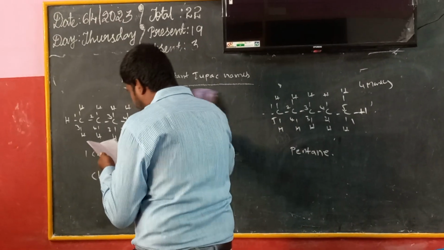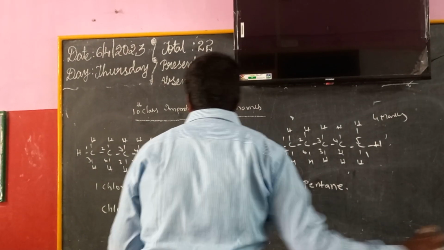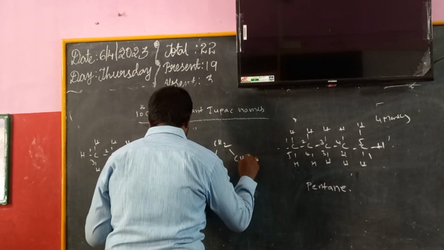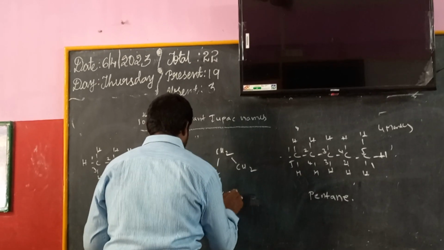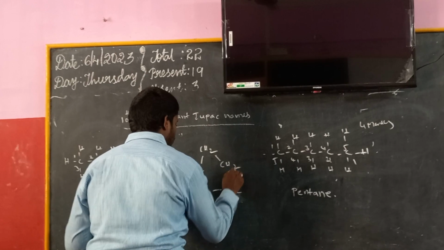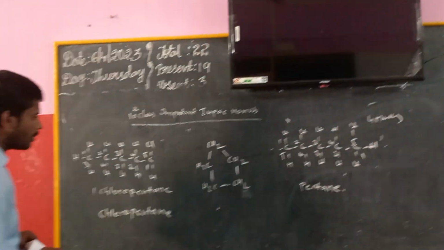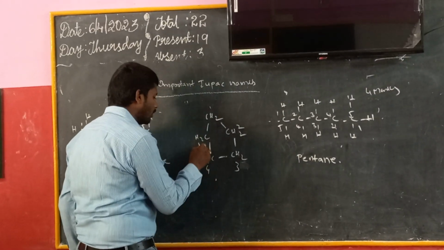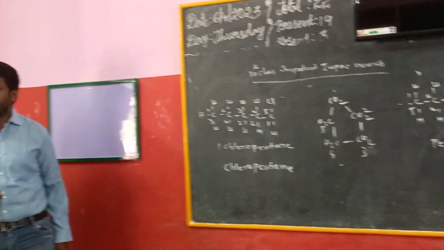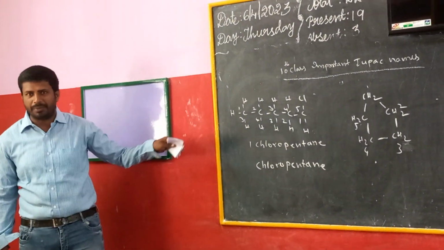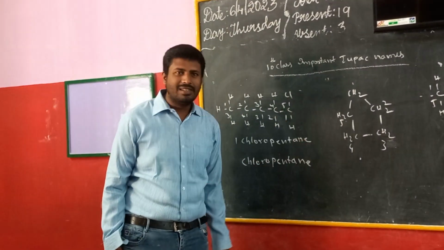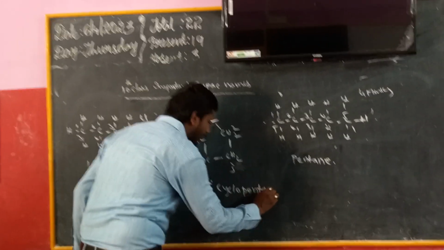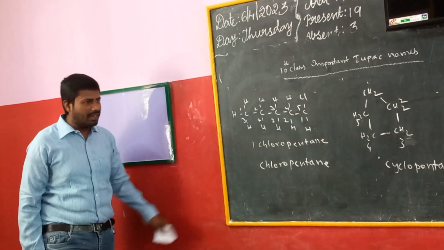Let us move on to example number 5. CH2, CH2, CH2, CH2, CH2. Start numbering 1 in clockwise and anticlockwise direction. 1, 2, 3, 4, 5. It is a cyclic structure. Single bond. 5 carbons are there. 5 means pent. Single bond means pentane. And it is nothing but cyclopentane. Cyclopentane. Single bond is there. 5 carbons means pentane. It is nothing but cyclopentane.